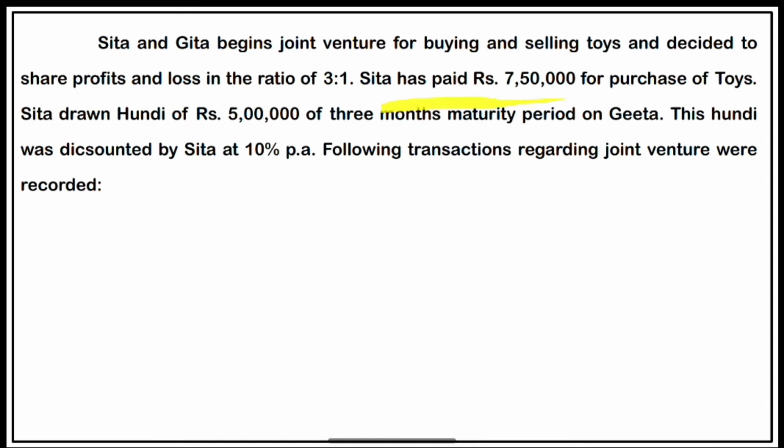Sita has paid 7,50,000 for the purchase of toys. Sita drew a hundi of rupees 5 lakh of 3 months maturity period on Gita. Bills receivable. This hundi was discounted by Sita at 10% per annum. Following transactions regarding joint venture were recorded. અહીંયા નવું એક શું આવ્યું? This hundi 5 લાખનું bills receivable, bills payable.